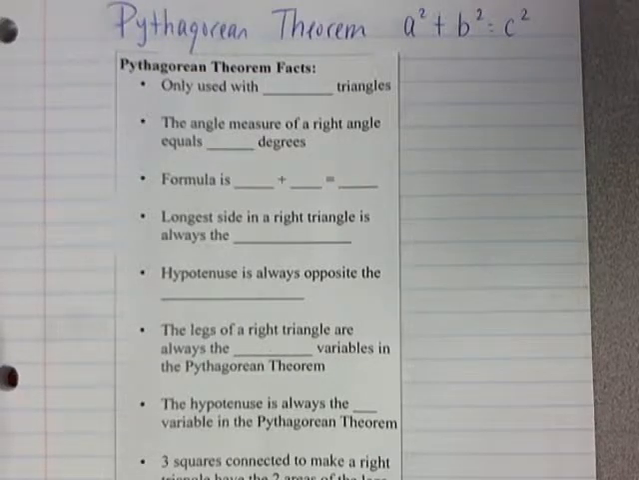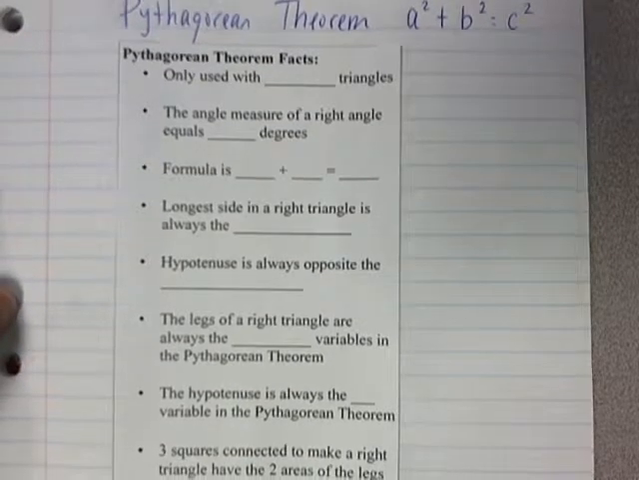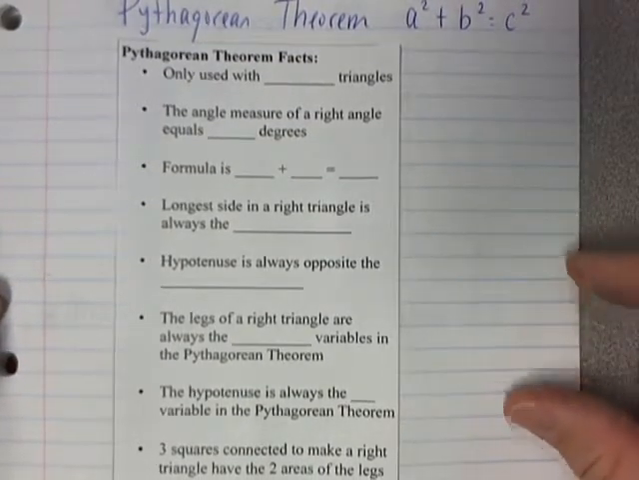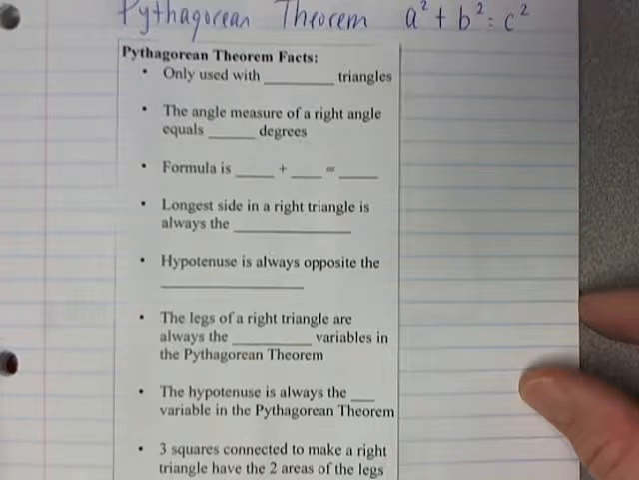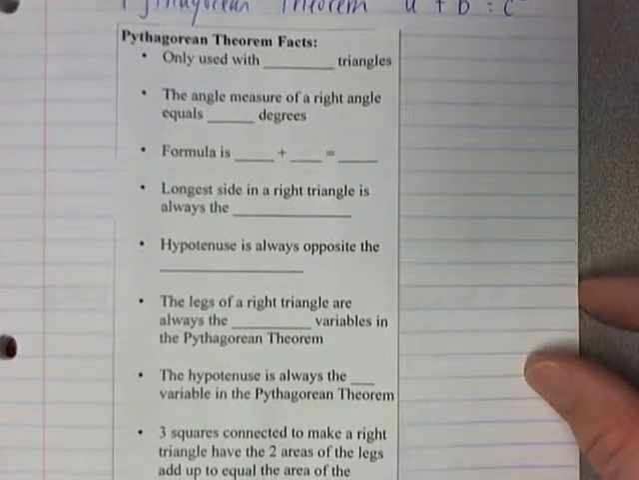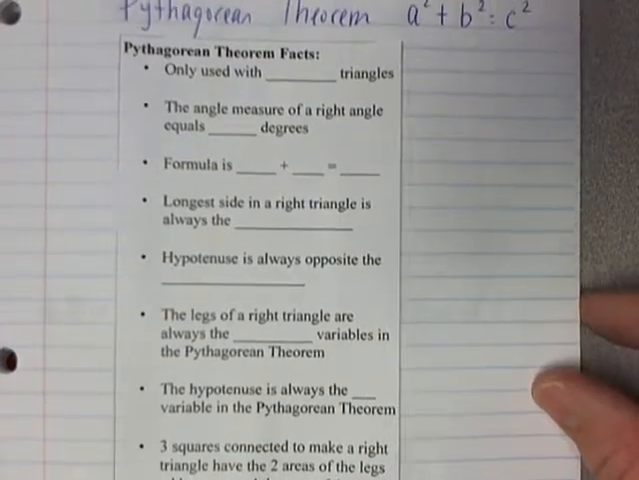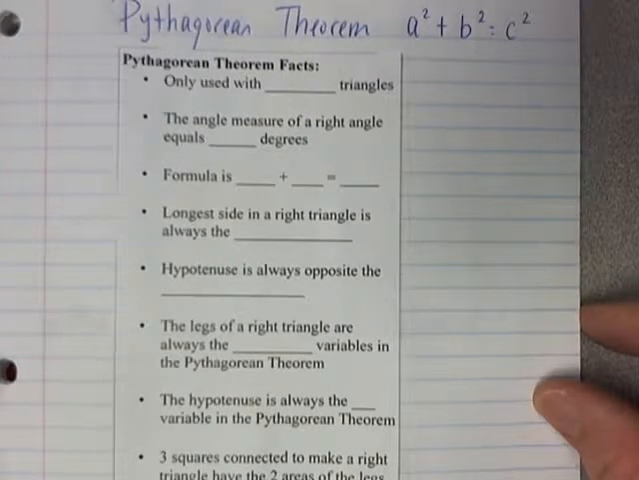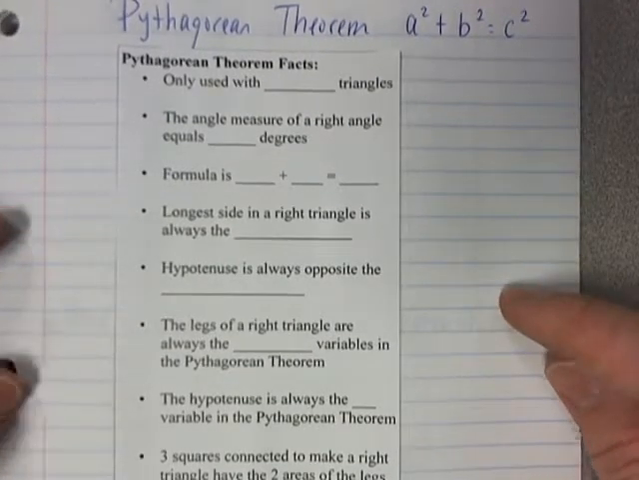Pythagorean theorem spiral notes. First step, title the page Pythagorean theorem and write the formula a squared plus b squared equals c squared. Then cut out this section of the worksheet that you were provided and glue it to the page as you see here, leaving space on both sides.